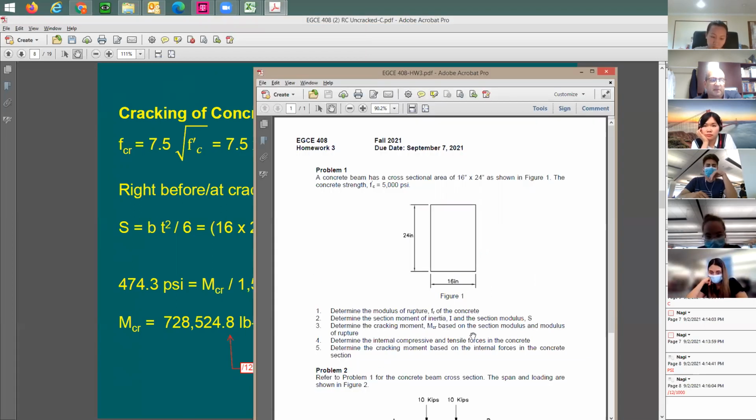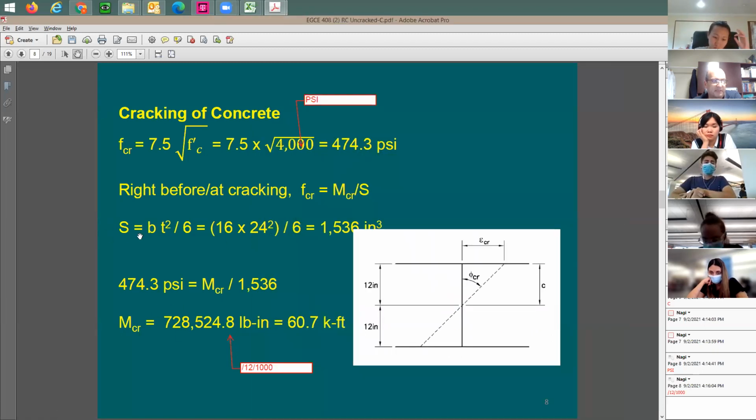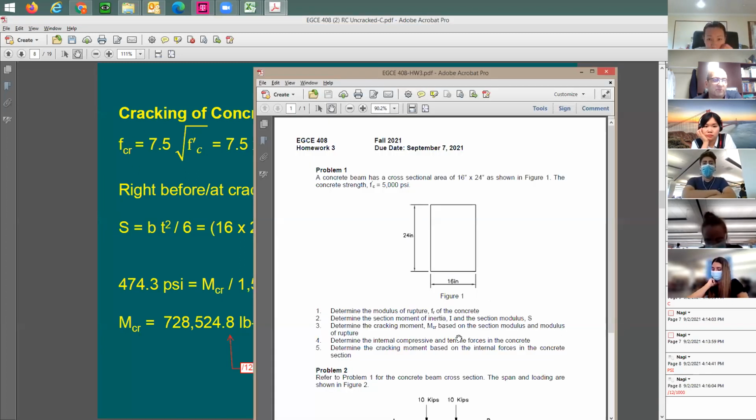All right. Why? Because this cracking moment, the one that I put here in the slide, is based on the section modulus, based on S, and based on fcr, which is, again, mentioned here to be what? What does he call it here? The modulus of rupture, or the cracking point, if you like. So I don't want anyone to come here and say, what does this modulus of rupture mean, right? We know it. It's going to be this fcr. So up to this item 3, everything is good.